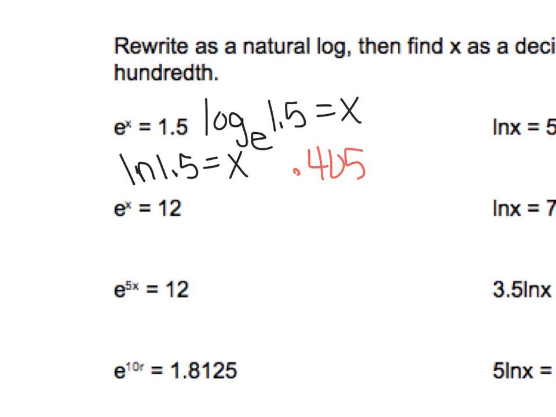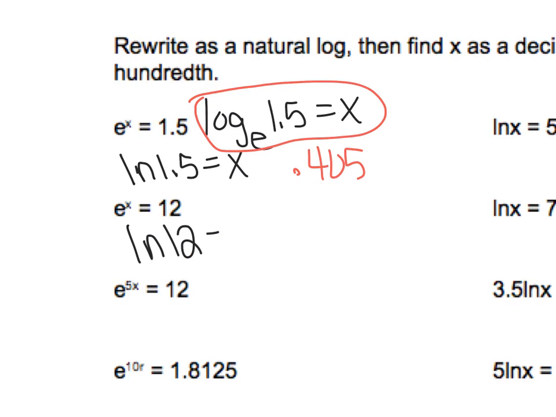Okay, and again, we do not necessarily need to show this step right here. That's just explaining where the natural log actually comes from. So if we had e to the x equals 12, that's saying log base e of 12 equals x, but we're going to call that natural log of 12 equals x. And natural log of 12 is approximately 2.485.